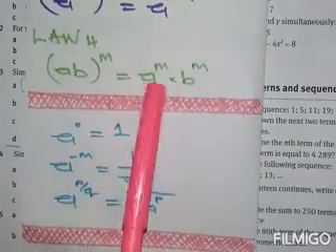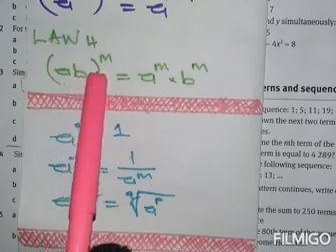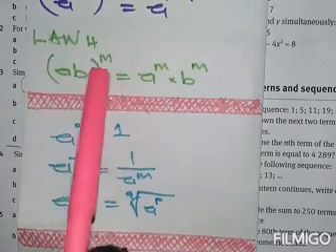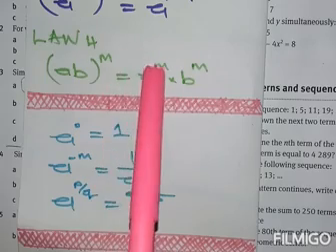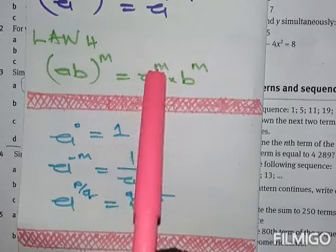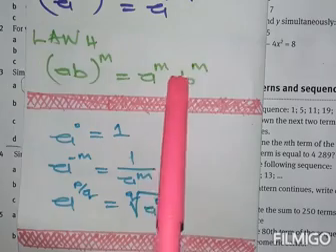Law number 4 states that if we have a multiplied by b, all of these to the power m, that is equal to a to the power m multiplied by b to the power m.